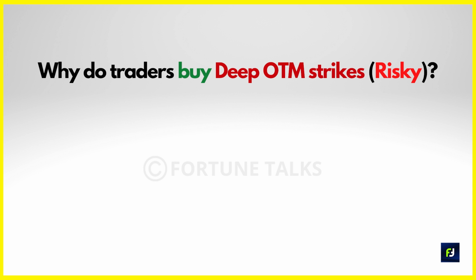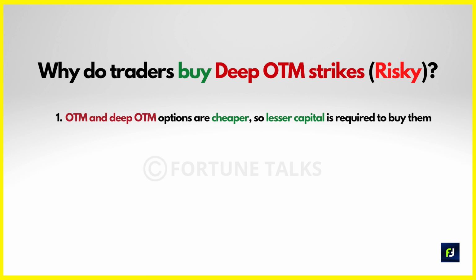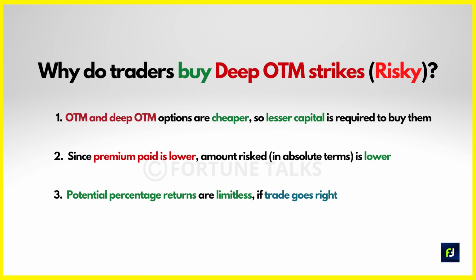Now, there can be different reasons. Number one, out of the money and deep out of the money options are much cheaper, so you only need to deploy lesser capital. Number two, since the premium paid is lower, the amount being risked is considerably lower, even though you stand to lose the entire premium amount. But the potential return that is available for the taking is limitless.